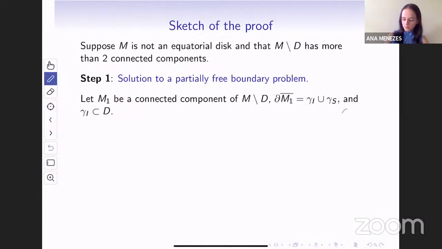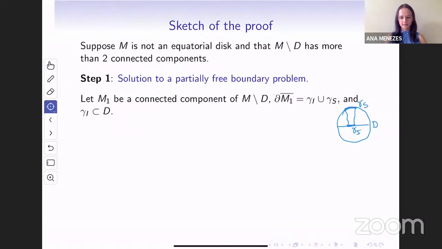So we are assuming that here's our disk D, and we are taking one of these connected components, like that. Then you have the fixed boundary and the free boundary. So we have gamma S and gamma I. Our first remark is that both boundaries, the free boundary and the fixed boundary, are necessarily non-empty.